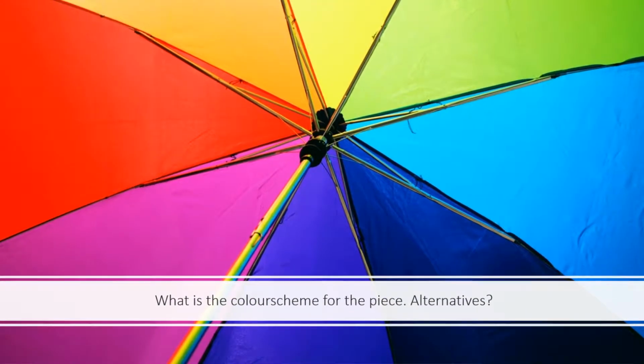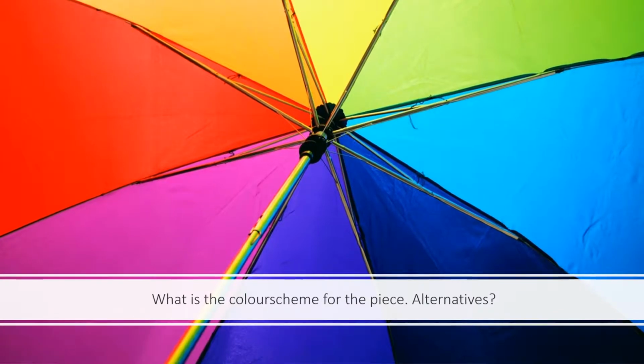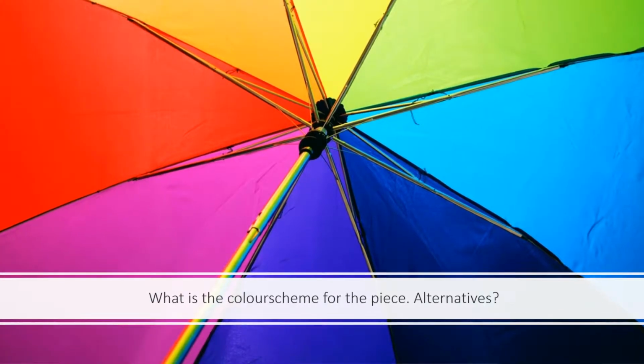Once you've decided on what your actual piece is going to look like by a process of elimination, then you can start and concentrate on the specifics. So for example, what colour scheme would you like? Or your client like, depending on who you're doing it for. And within that, you can produce alternatives.